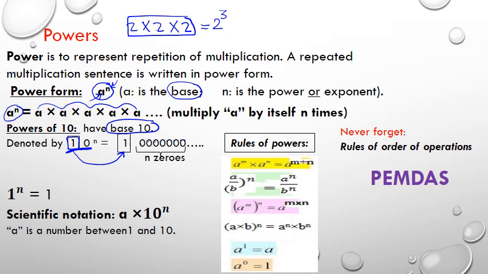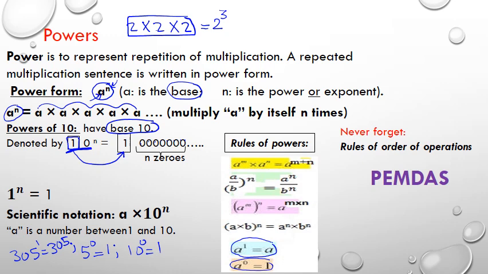Now we have special rules of powers. We have 1 to the power n is equal to 1. We have a to the power 1 is equal to a. So any number to the power 1 gives me the number itself, and any number to the power 0 always gives me 1. Suppose, for example, we have 5 to the power 0, we directly write 1. We have 10 to the power 0, we directly write 1. Suppose we have 305 to the power 1, it gives me 305 directly because the power is 1.